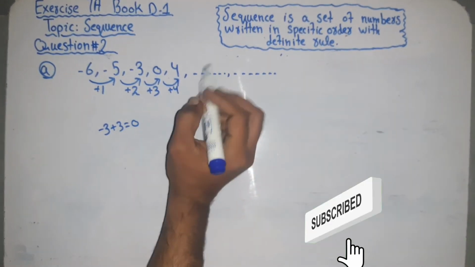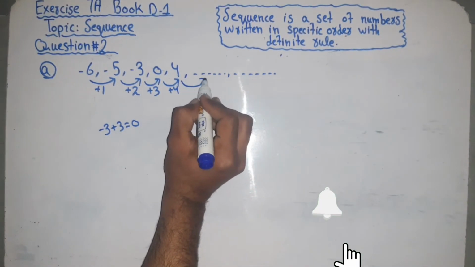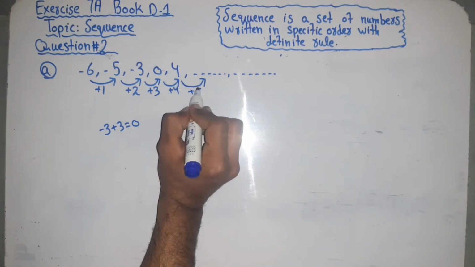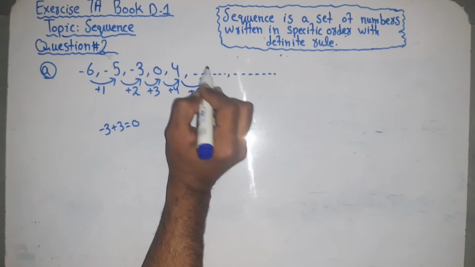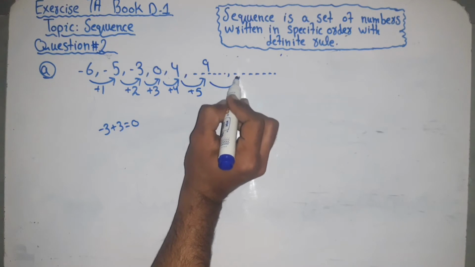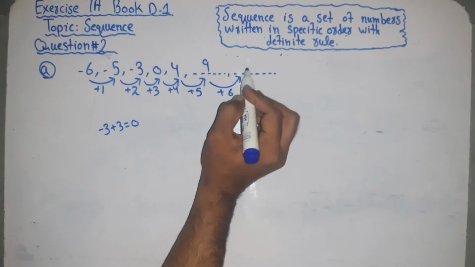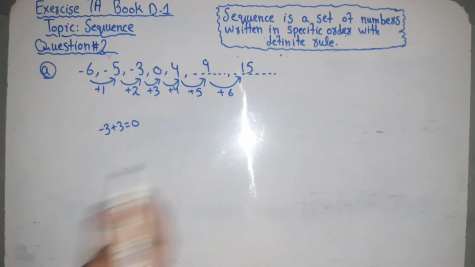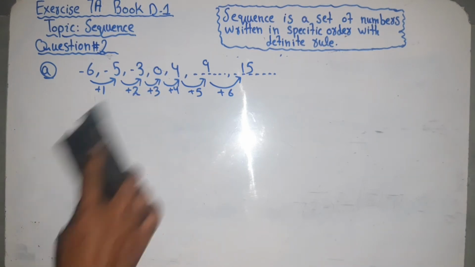1, 2, 3, 4 we call integers. We have not written its rule. So we have 4 and then we have to add 5. We will get 4 plus 5 is 9, and then we have to add 6 and then we will get 15. Okay, 4 plus 5 is 9 and then 15. I hope you understand this part well.